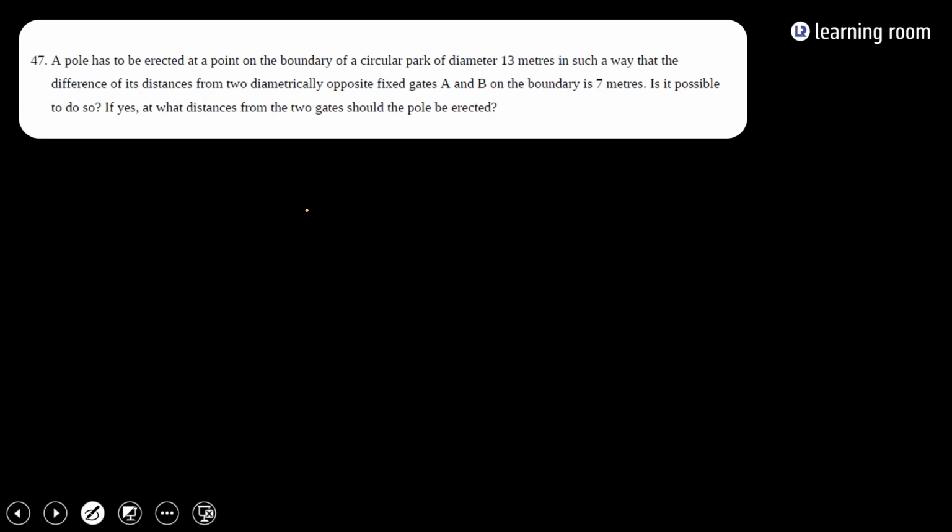Do this, it's a good question. A pole has to be erected at a point on a boundary of a circular track of diameter 13 meters in such a way that the difference of its distances from diametrically opposite fixed gates A and B on the boundary is 7 meters. Is it possible to do so? Let me see how many of you are able to do.